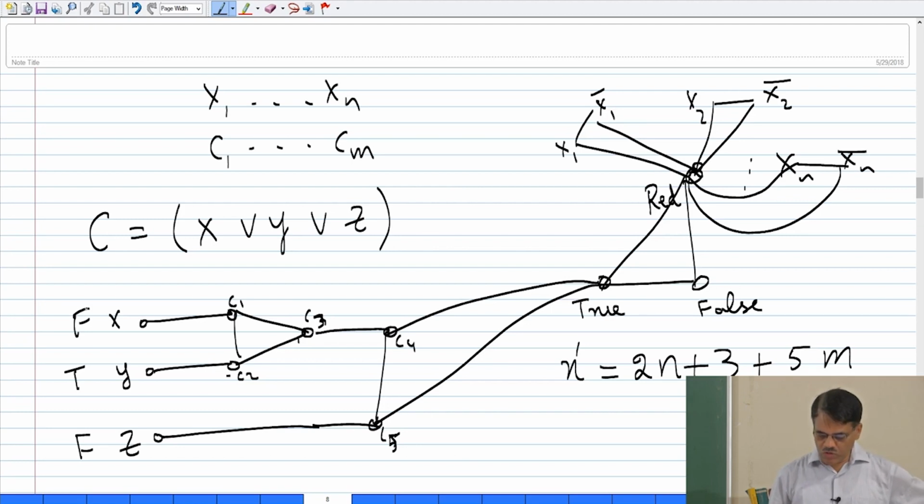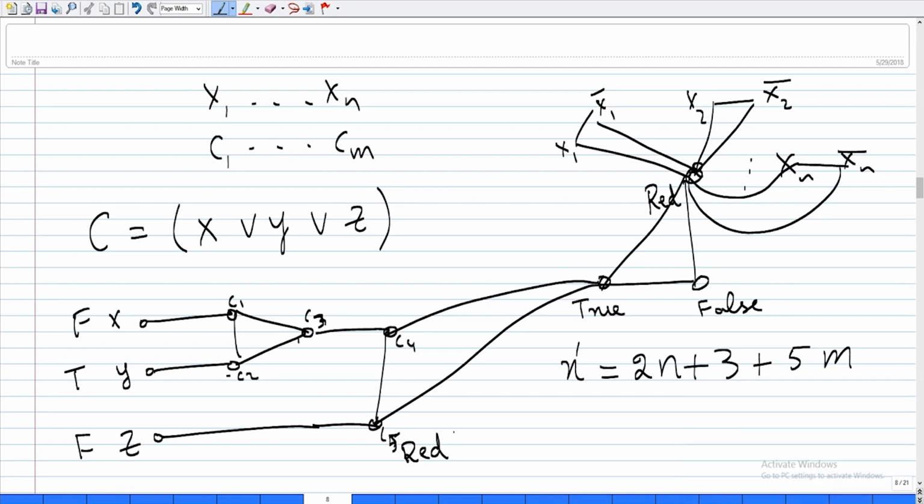So what color should this vertex get? C5. What color should it get? If there is a 3 coloring, I want to give a 3 coloring. Red. Why? Because it is adjacent to a vertex with false and true. So it is forced to be red. Good. C4 is forced to be false. Now I have a choice for these 3 vertices and I want to argue that there is a way to do it properly. Maybe there is more than one way to do it.